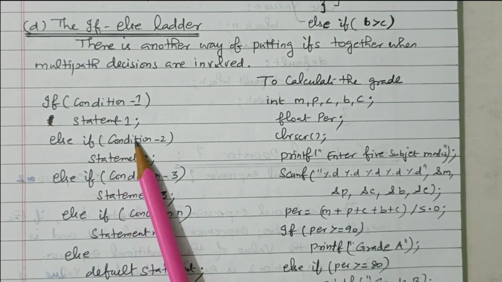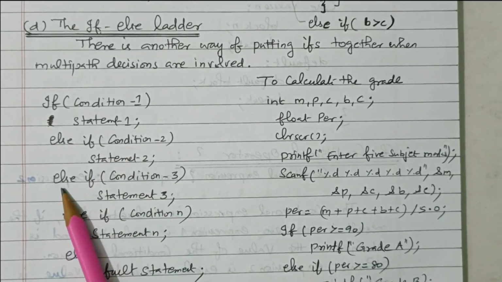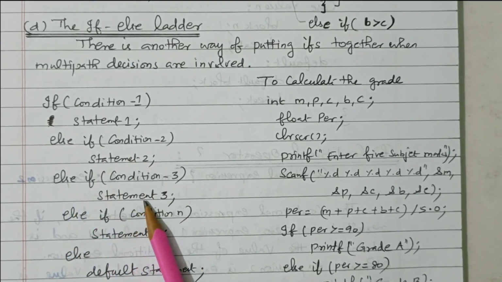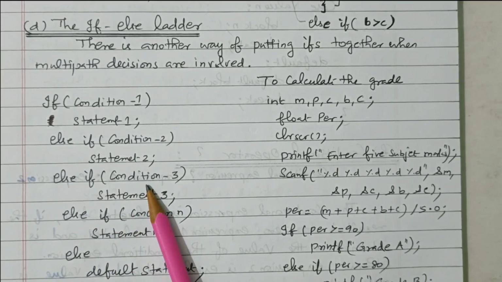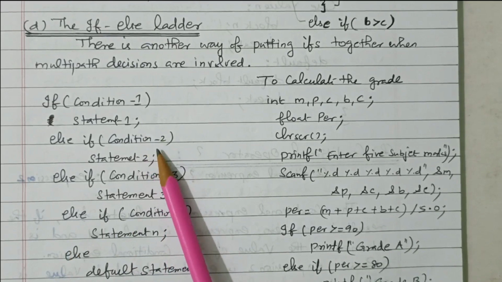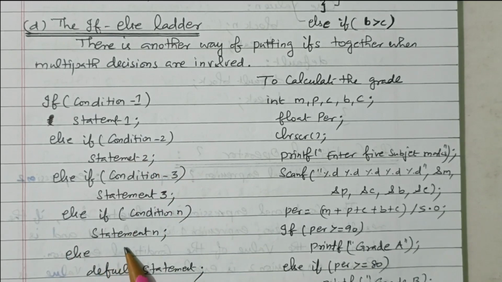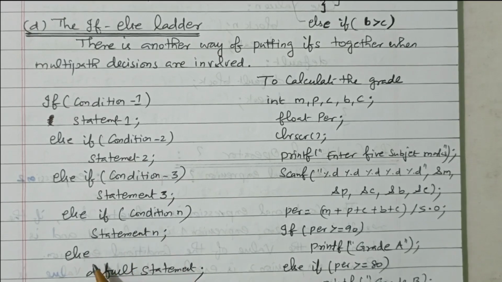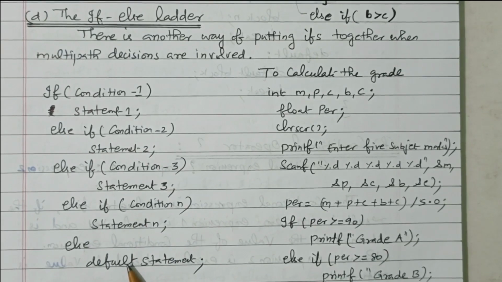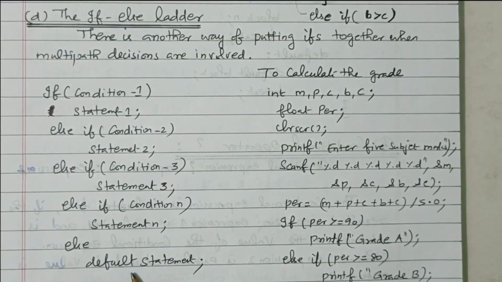Suppose this condition 2 is also false, it will go to the else part. In the else part again we have one more condition, condition 3, right? Then statement 3 will be executed, or otherwise a set of statements is executed. So if the condition 3 is also false, then it will go to the else part. Here condition n, like that 1, 2, 3, there are n number of conditions available. Then it will execute statement n or n number of statements. If this condition n is also false, then it will go to the default statement, right? Finally we have one more default statement that will be executed, right?